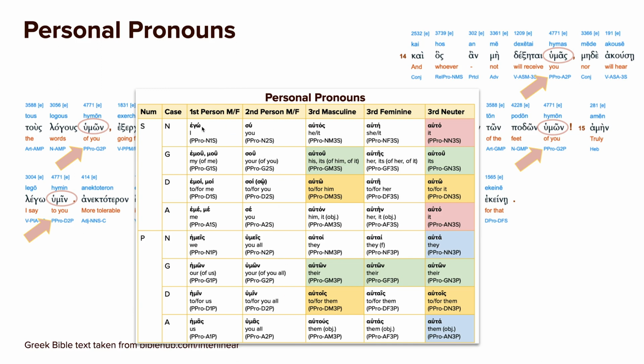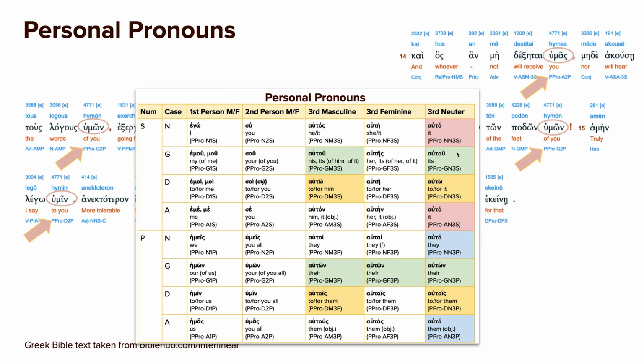Let's go ahead and read these just so you remember. Ego, emu or mu, emoi or moi, eme or me, hemes, hemon, hemin, hemas. Then we have su, soy or so, se, humes, humon, humin, humas. And now for the third person, we have masculine, feminine, and neuter. So we have 3 columns here. Autas, aute, auta. Autu, autes, autu. Auto, aute, auto. Auton, autain, auta. Autoi, autai, auta. Auton, auton, auton. Autois, autais, autois. Autus, autas, auta.